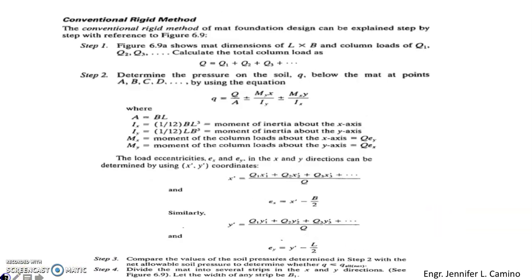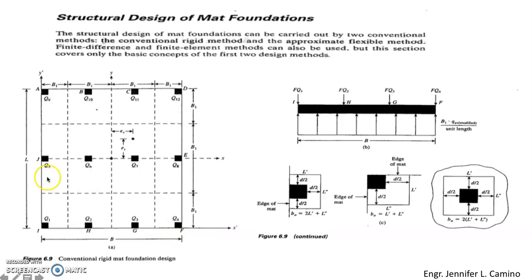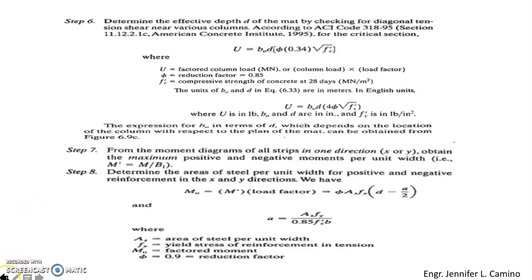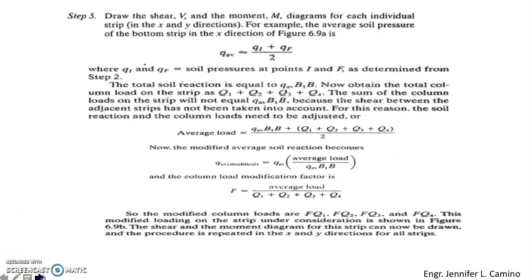For example, if this is one strip and this is another strip, this is the isolated bottom strip. If we have Q1, Q2, Q3, and Q4, since there is now the presence of F, these are the modified column loads. This modified column loading on the strip under consideration was shown a while ago, so the shear and moment diagram for the strip can now be obtained. After you have obtained the modified column loads, you can draw the shear and moment diagram.